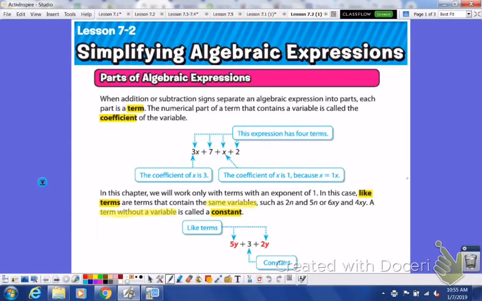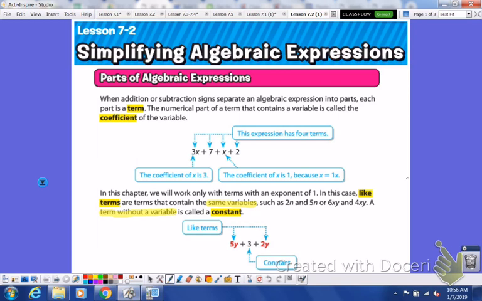Here we go with Chapter 7, Lesson 2, Simplifying Algebraic Expressions. Before we can talk about simplifying an expression, we first have to pick apart what the different parts of an algebraic expression are. If you remember from earlier this year, an algebraic expression is an expression containing numbers, variables, and operations. This section is going to have a lot of vocab.